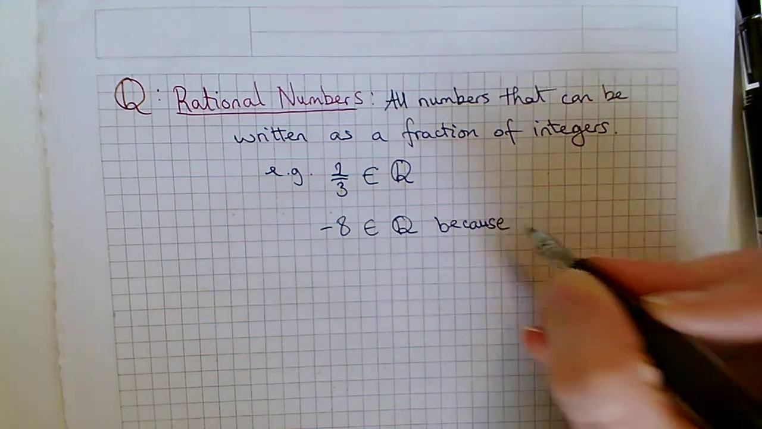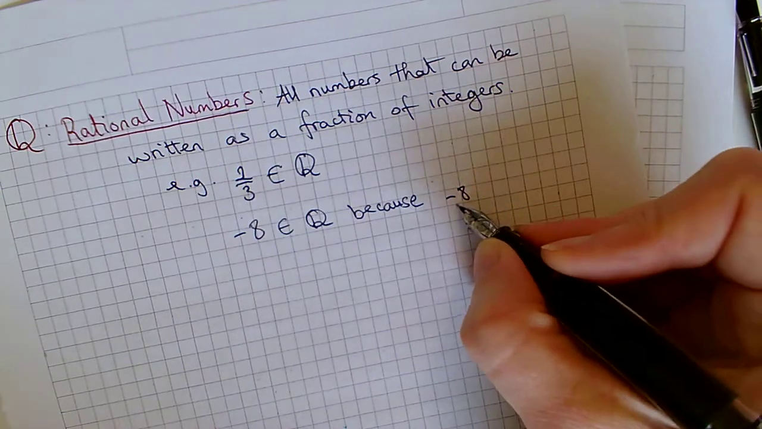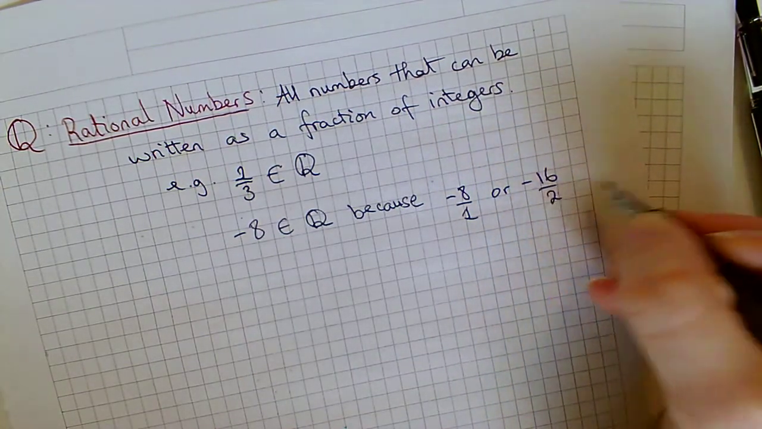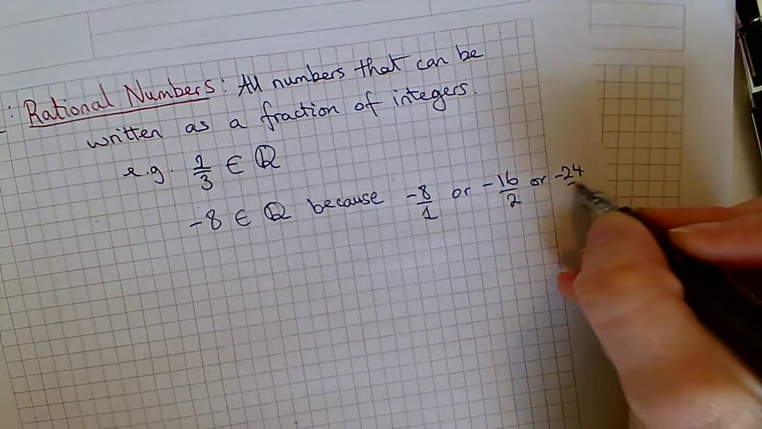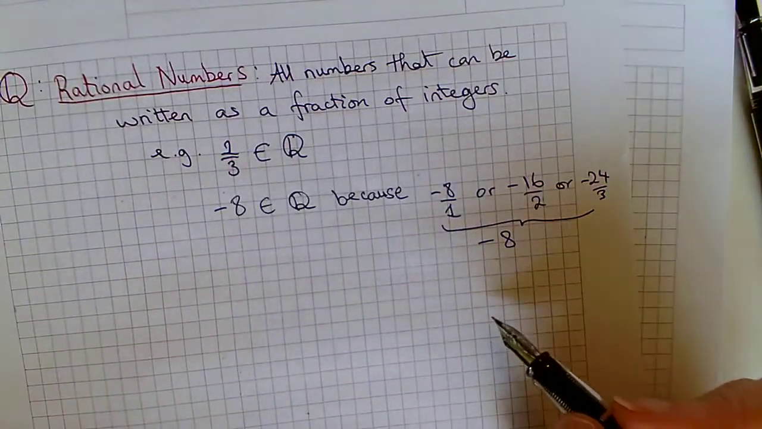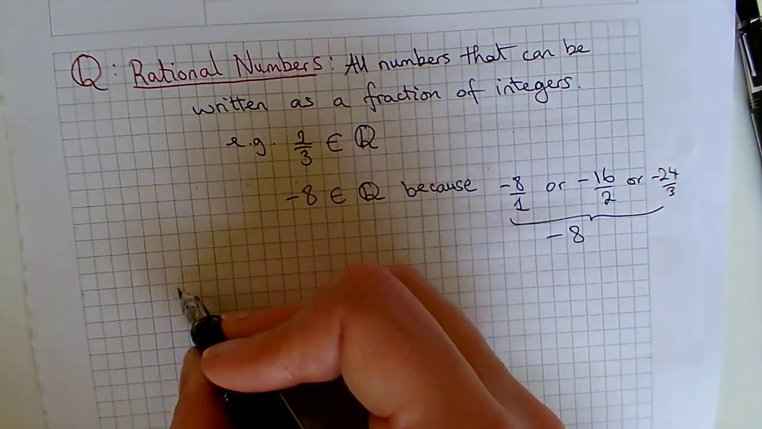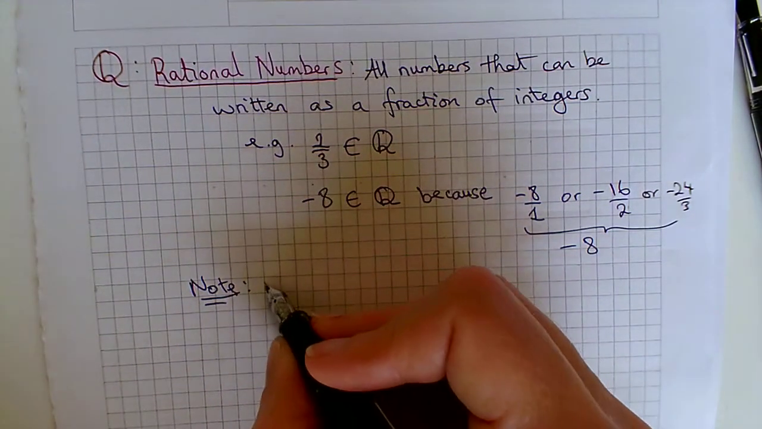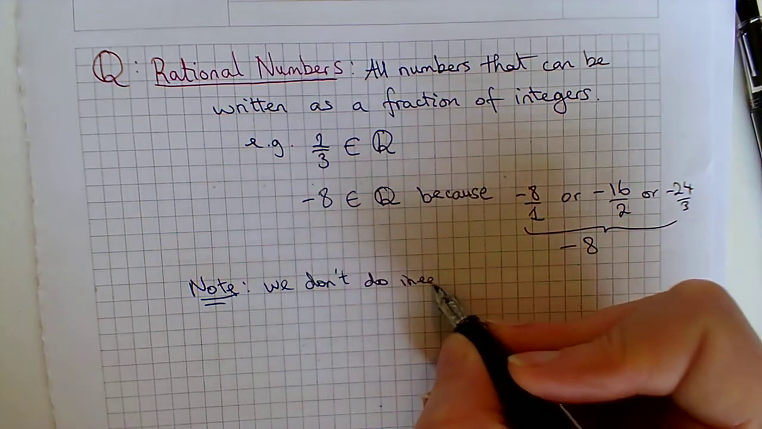because I can write it as a fraction. Just because I don't write it as a fraction doesn't mean it isn't one, because I can write it as -8 over 1, or -16 over 2, or anything like that, -24 over 3. All of those are the same as -8. So because I can write it as a fraction, it is a rational number. Now we don't do inequalities with these types of numbers, but I wanted to include it for completion. We don't do inequalities with Q.